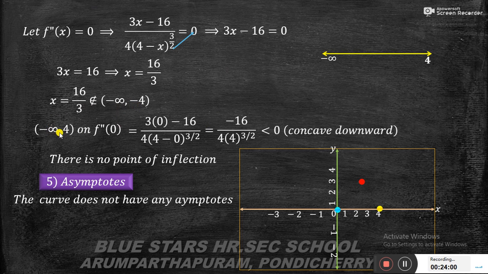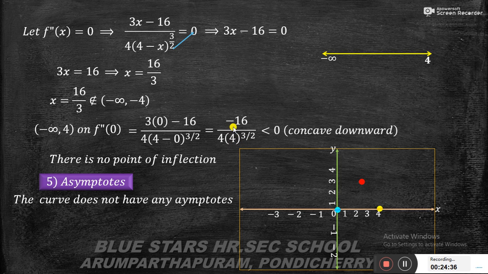On minus infinity comma 4, f double dash of 0: I substitute x equal to 0 in the f double dash. So 3 into 0 minus 16 by 4 into 4 minus 0 whole power 3 by 2 equals 0 minus 16 by 4 into 4 power 3 by 2, that means 2 square power 3 by 2. So the 3 and 2 cancel, giving 2 power 3.